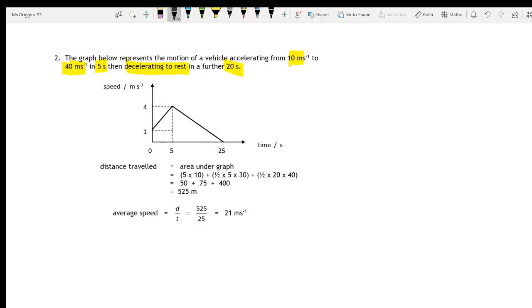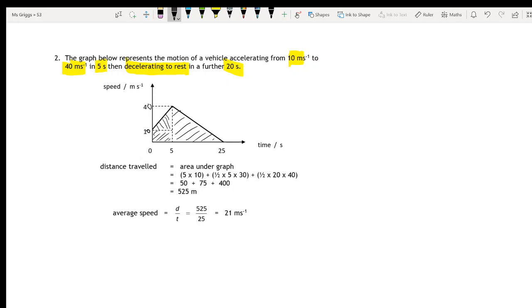So the distance travelled would be the area under the graph. Now we've got a slightly different graph. It doesn't start from 0, but it's still the same kind of thing. So we need to work out what that area is, then that area, then this big area here. Okay, again, misprint there, it should be 10.